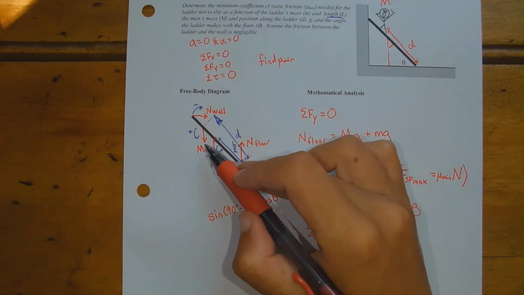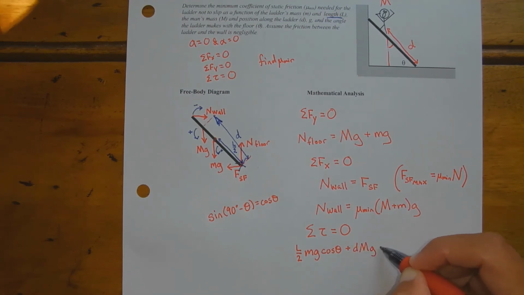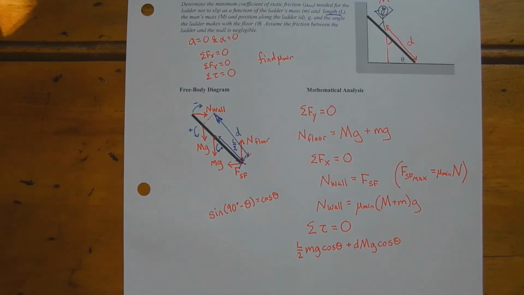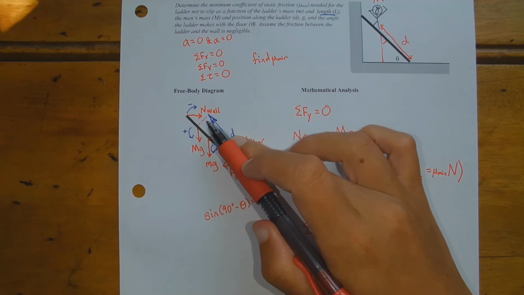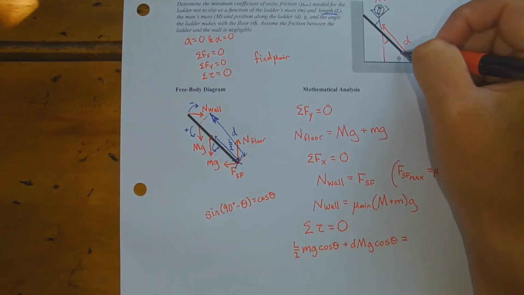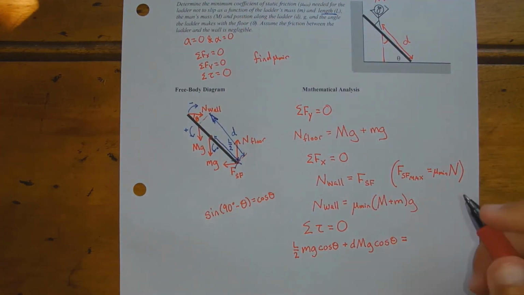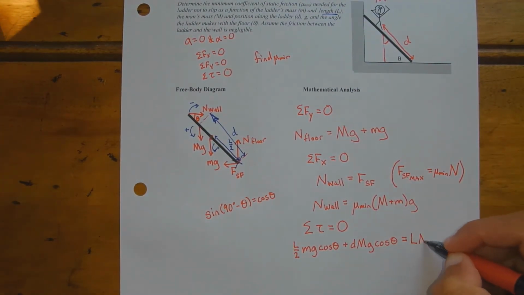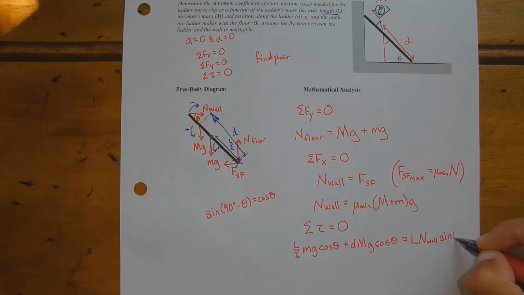Then for the force of gravity from the man, the angle is the same. The distance is capital D, the force is capital M times g, so again I can call that cosine theta, since cosine theta is equal to sine of 90 minus theta. And then I look at the clockwise torque, which is coming from the wall, and if this angle is equal to theta, then this angle here is equal to theta, and the distance from here to here is the length of the ladder, so this is capital L times N wall times sine theta.